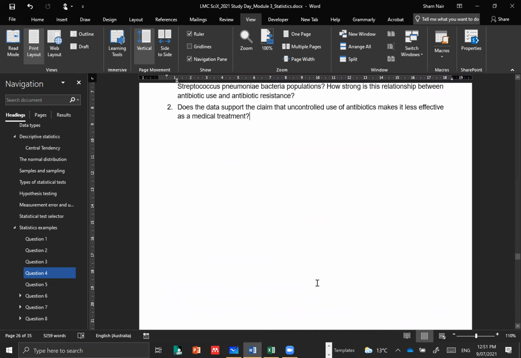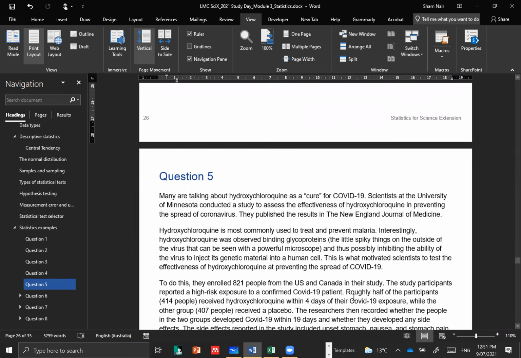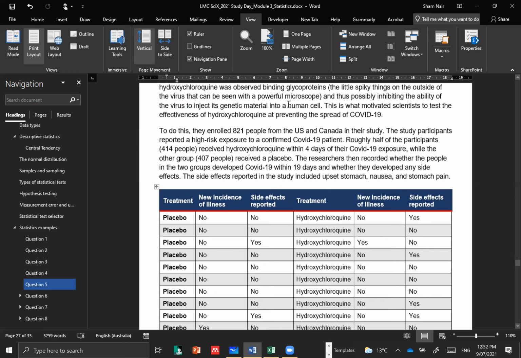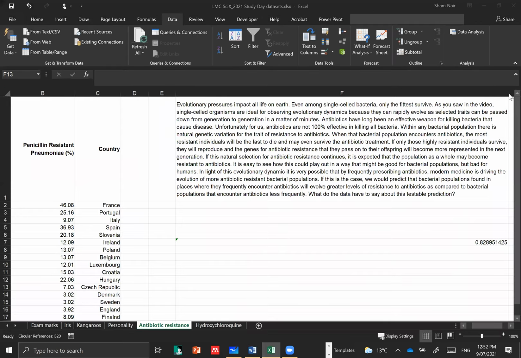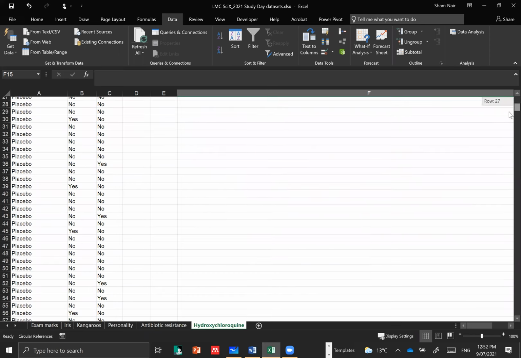And then answer those two questions there. The next one is a Donald Trump question, inspired by him. You know that there was a time when there was a push to use hydroxychloroquine as a potential treatment for COVID-19. So here's some actual data. I've got it as a separate spreadsheet. Now this is a huge data set.